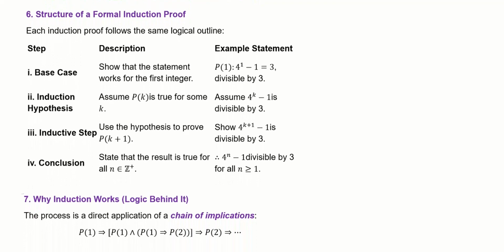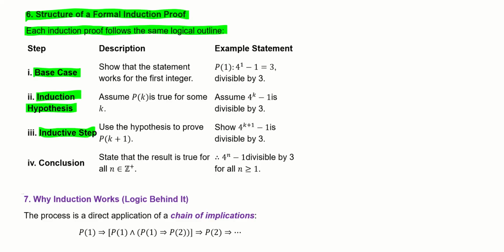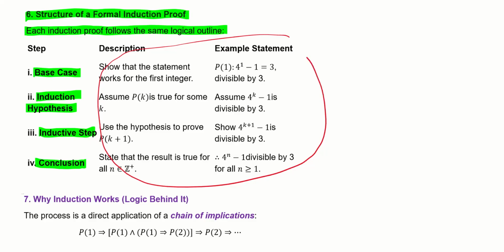And this is a bit repetitive. Structure of a formal induction proof, but I really want you to get this idea. That's why I'm repeating myself. Each induction proof follows the same logical outline. Base case, induction hypothesis, inductive step, and conclusion. I won't go through all the stuff over here because we have talked about it before, but it's really important that you get this idea.